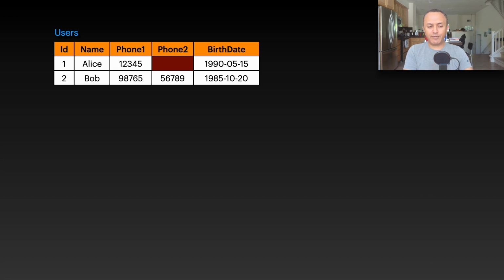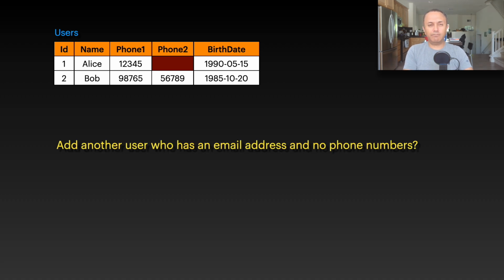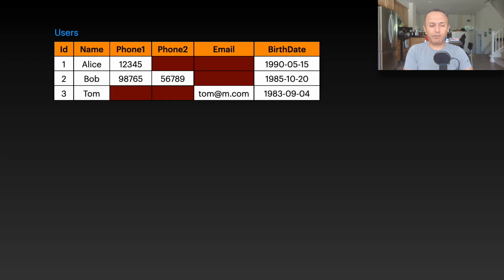Now, let's say after some time, I want to add another user, but this user does not have any phone numbers. Instead, they have an email address. Now, the table does not have an email column, so I need to update the structure yet again, add an email column, and then add this new user. And again, because the previous users maybe did not have emails, or I wasn't even thinking about it at that point, and this new user doesn't have phone numbers, we will have nulls as we can see here. So this third user, Tom, doesn't have phone numbers, has an email, and the previous two users do not have email addresses. So again, more nulls in the table.